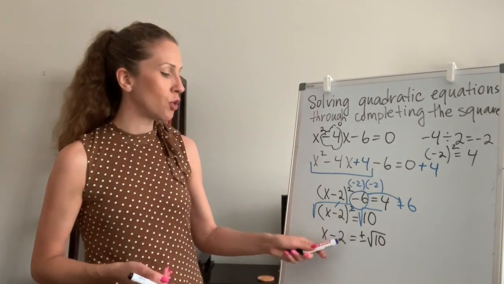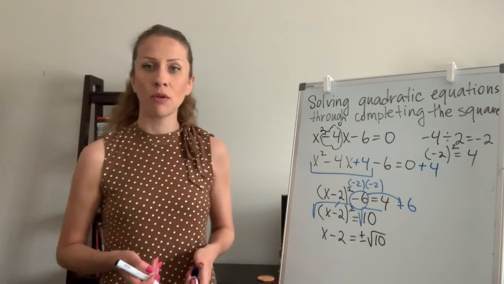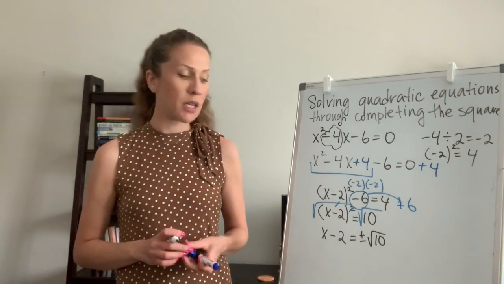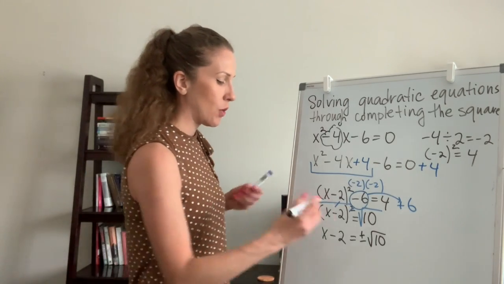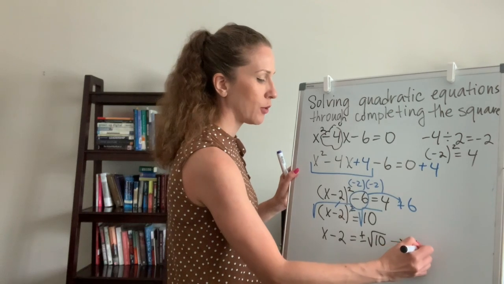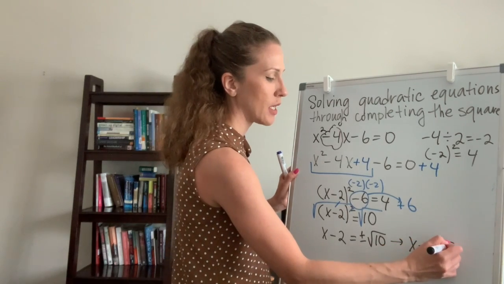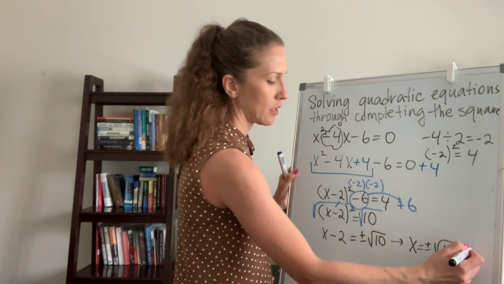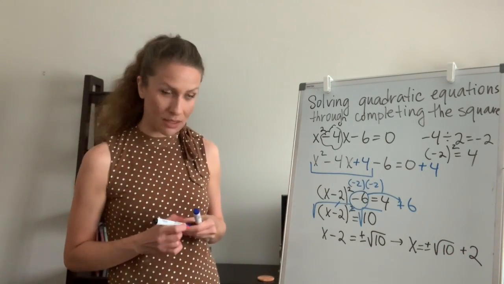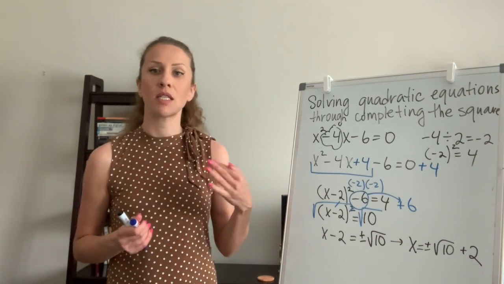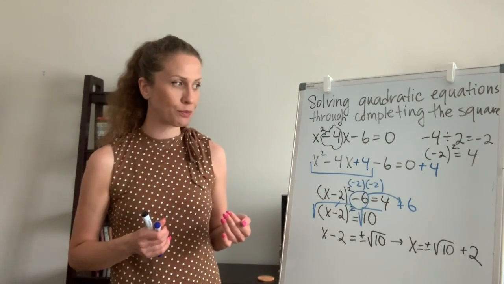So now you have x - 2 = plus or minus radical 10, and all you need to do is get x by itself. To get x by itself, you add the 2 behind your square root of 10. So x is equal to plus or minus radical 10 plus 2. And here are your two answers. The first answer is positive radical 10 plus 2, and the second answer is negative radical 10 plus 2.